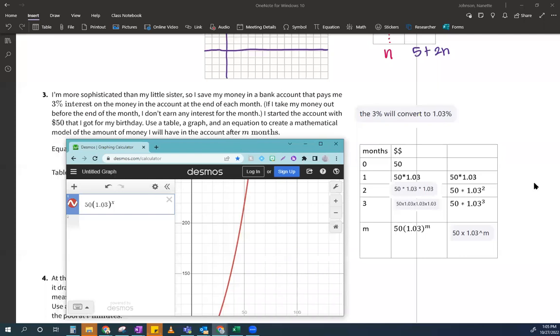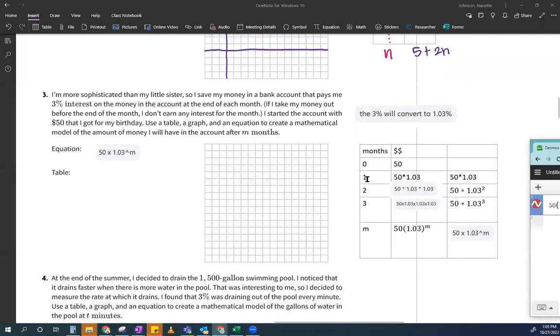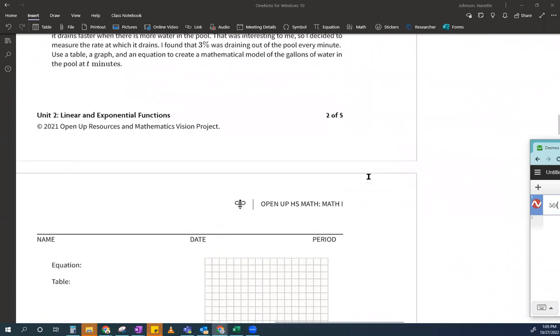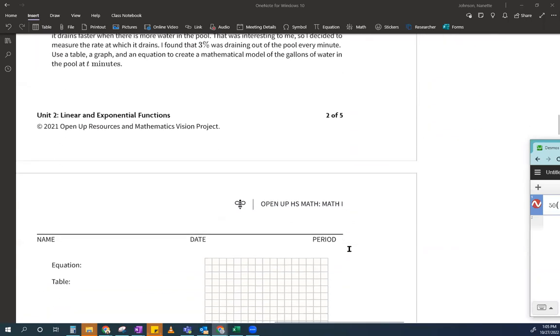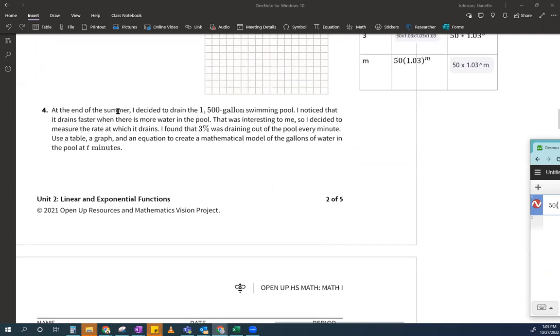All right, let's move on to this other one. If you were not able to figure this out with me, now your goal is to figure this out with me. At the end of summer, I decided to drain a 1,500 gallon swimming pool. I noticed that it drains faster when there is more water in the pool.